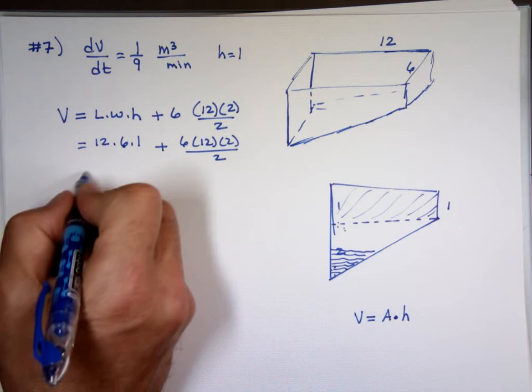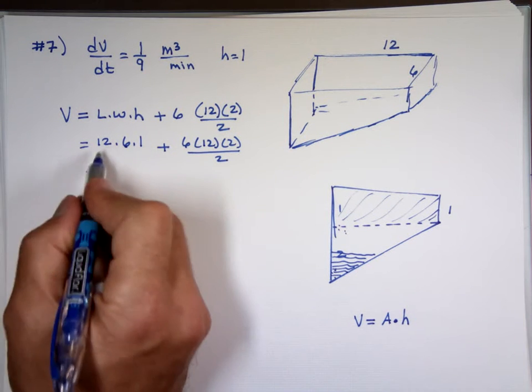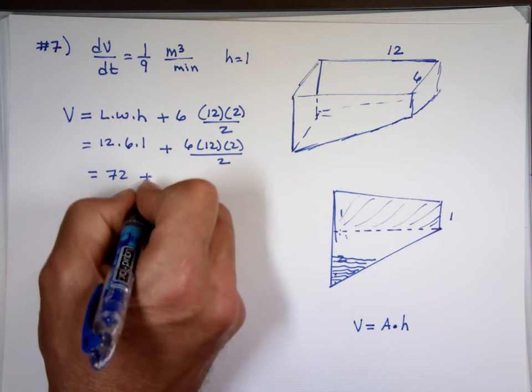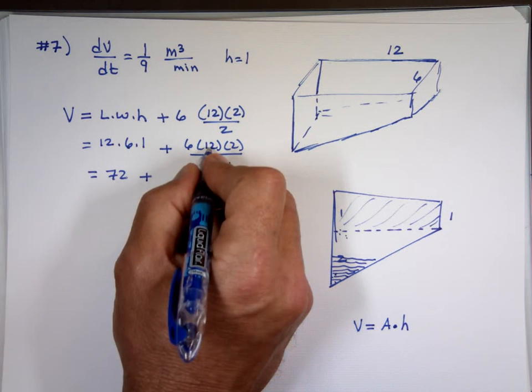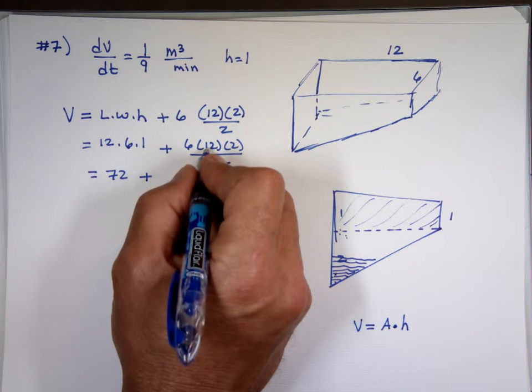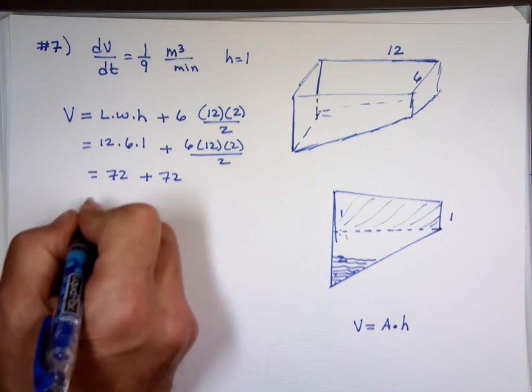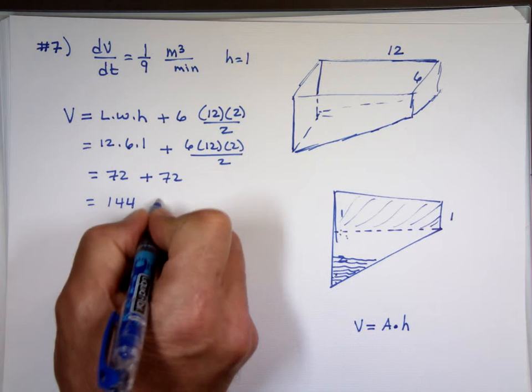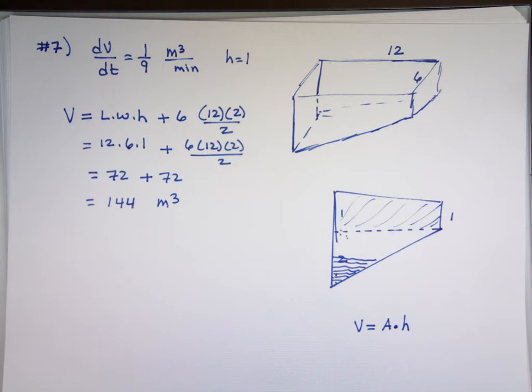So the volume of the pool, if we do that, 12 times 6 is what? 60, that's 72. 6 times 12 is what? 72 again? To fill that pool with water, you're going to need 144 cubic meters of water. Let's see how much water is in it now.